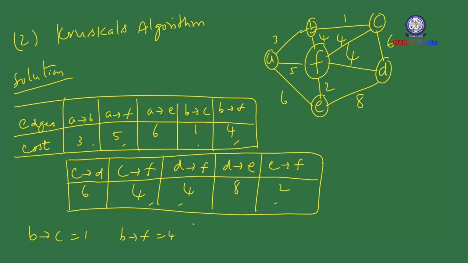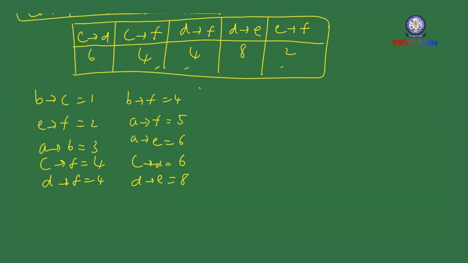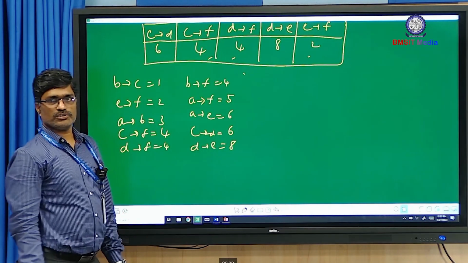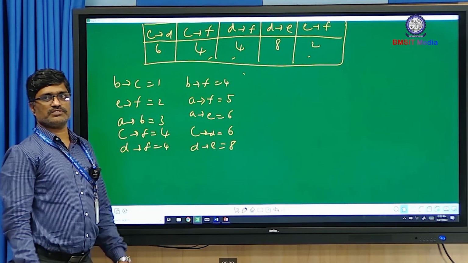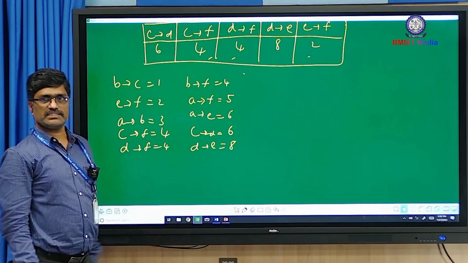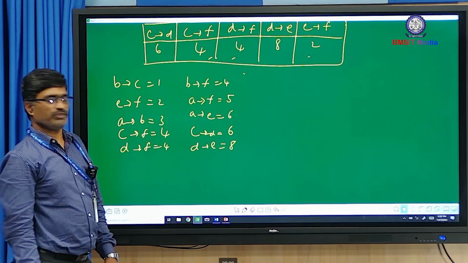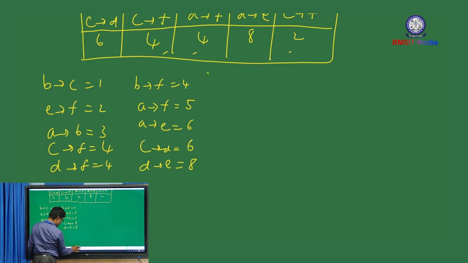So now exactly matched. Now what we have to do is write the spanning tree for this. How to write the spanning tree is very simple here. In Prim's algorithm, we always start from the first node. But in this case, the minimum cost is to be selected first. Now B to C is to be selected first. Now this to be selected.